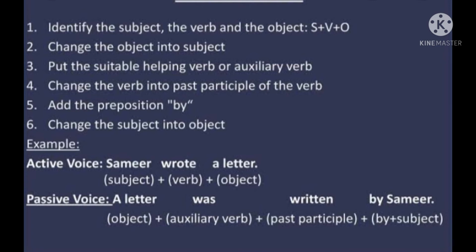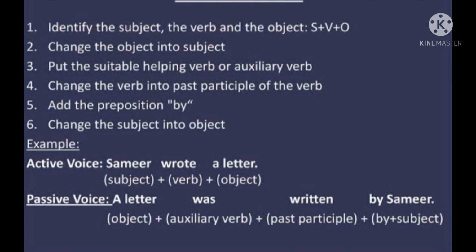As we know, every action or every verb has 3 forms. For example, write, wrote, written. See, saw, seen. Drink, drank, drunk. Some of the examples are there. So you have to write the third form of the verb. Now the next one is add the preposition by. Before the subject you have to add the preposition by.